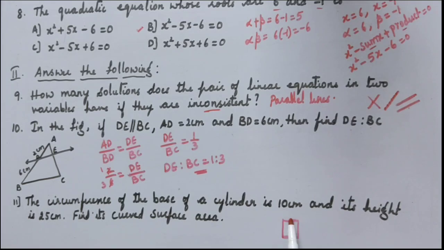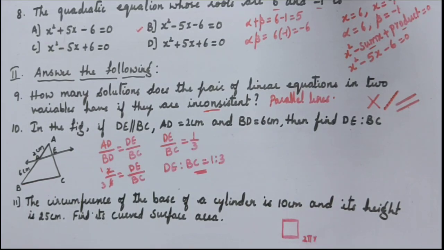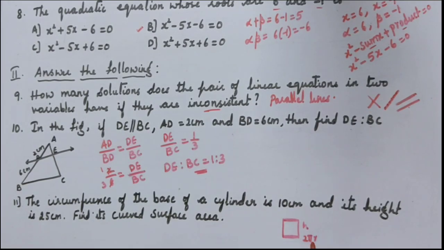Okay, this is a cylinder. The base of the cylinder is a circle. Now the circumference of the base, they are speaking about the circumference, not the area. Circumference is 2 pi r, which is 10 centimeter, and its height is 25 centimeter. We need to find out the curved surface area.